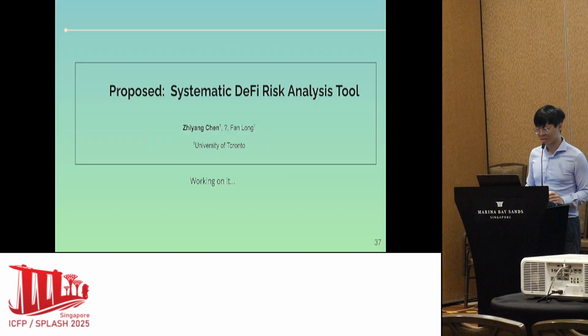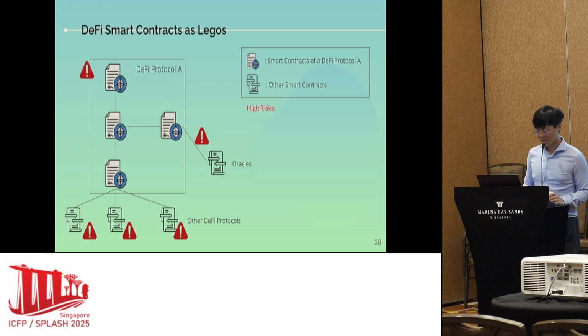Finally, I'm going to propose the third line of defense. This is future work. We haven't done it, but we envision a systematic DeFi risk analysis framework that can continuously monitor inter-protocol dependency risks before they get exploited. So again, if we look back to this graph, we find there are a few high risks in the whole DeFi world. If one collapses, the others could fail like dominoes.